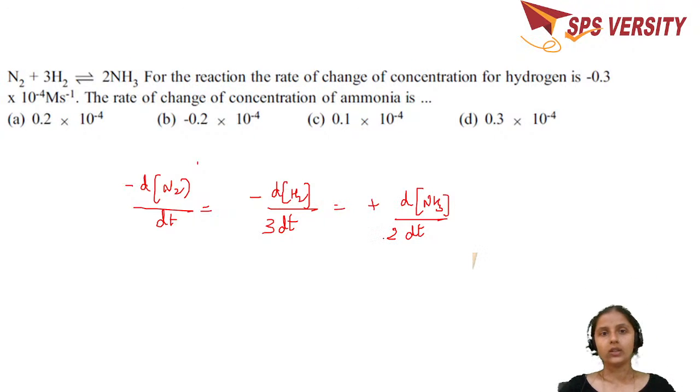Now, for the reaction, the rate of change of concentration for hydrogen they have given is minus. Why did they give the minus? Because it is decreasing: 0.3 into 10 to the power minus 4 molar per second.